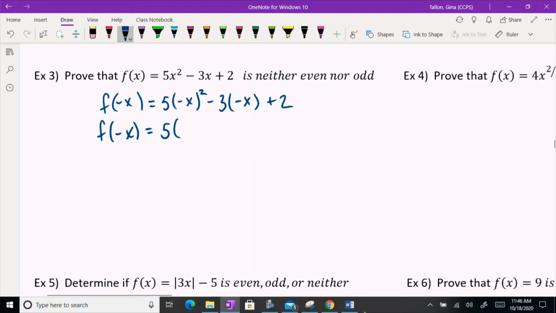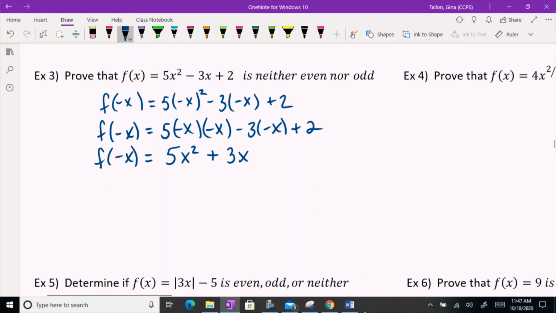So this is 5, and this is being squared. So negative x, negative x. I guess I just will copy this for a minute here. And now I'll simplify this. F of negative x is equal to, a negative times a negative is a positive, so this gives me back 5x squared. That's good. A negative times a negative here is a positive, so this can become 3x and then plus 2. So my question is here, did I get back the original function?